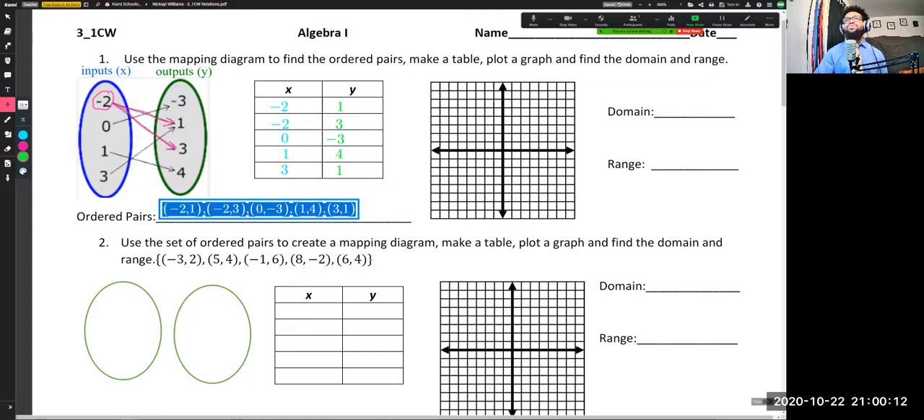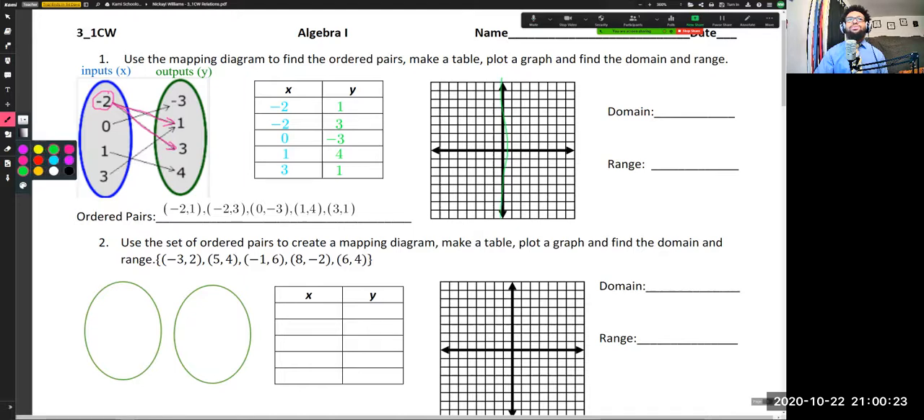In case you all do not remember, when we plot, this green axis here is our Y, and this blue axis here is our X axis. All right. Let me go ahead and write those out. X and Y.